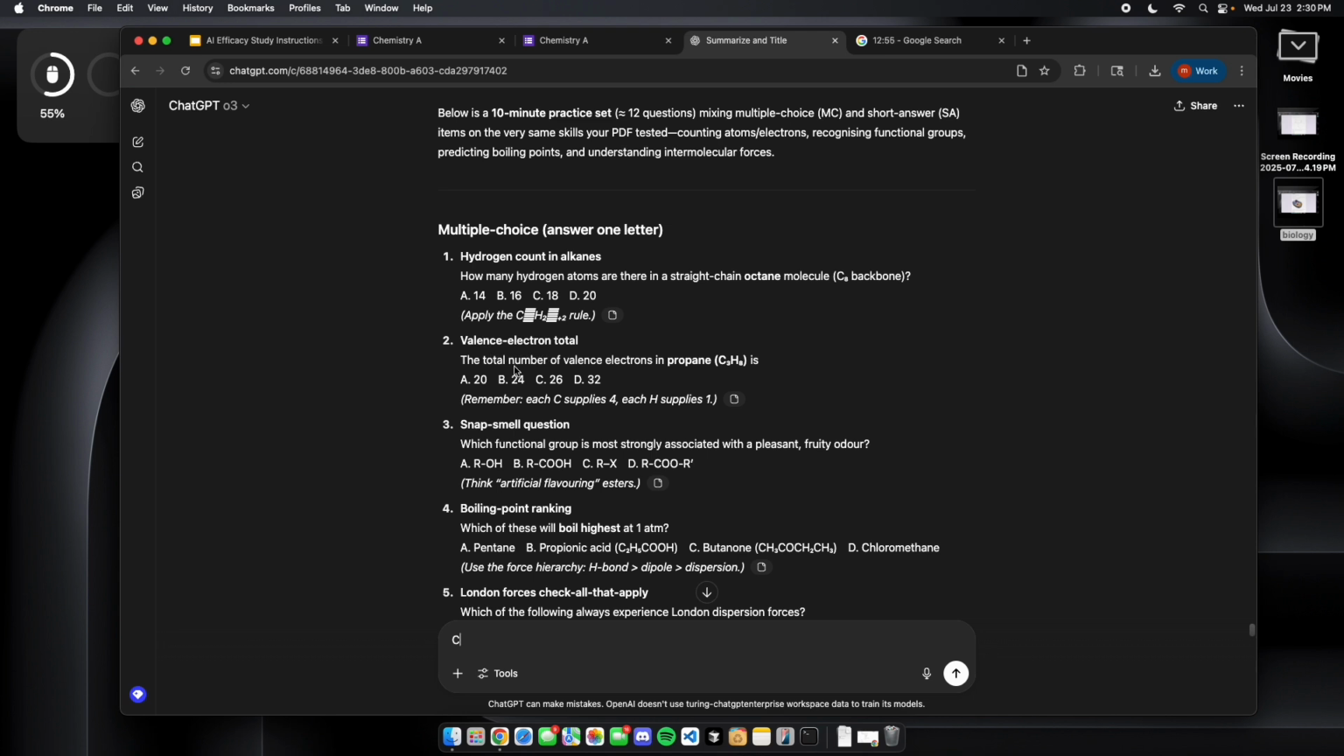Valence electron total. The total number of valence electrons in propane is 3 times 4 is 12, 8 times 1 is 8, 12 plus 8, so 20.